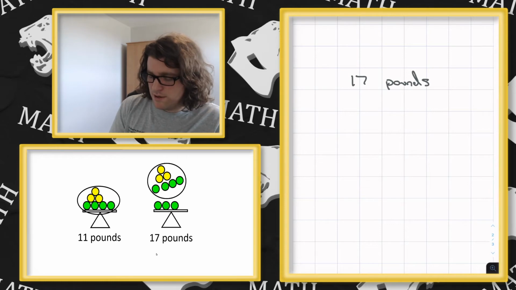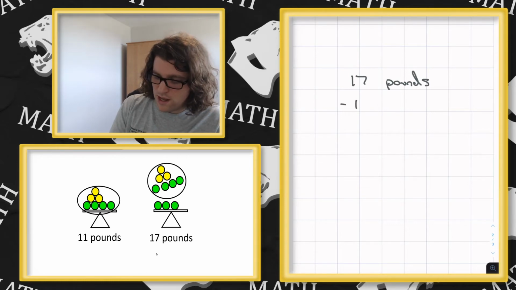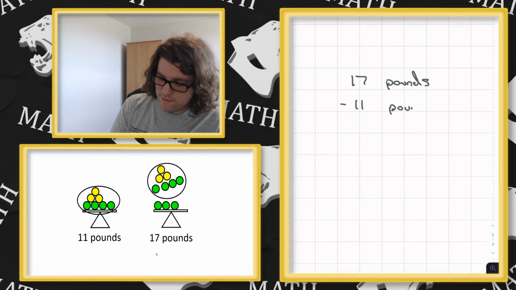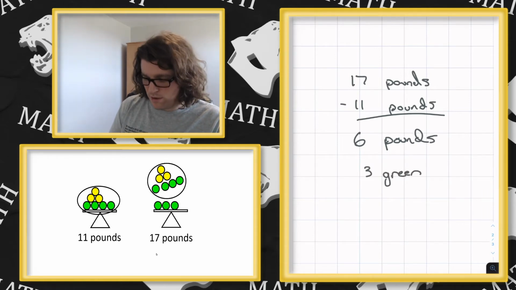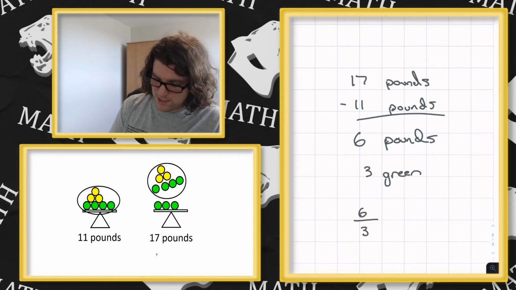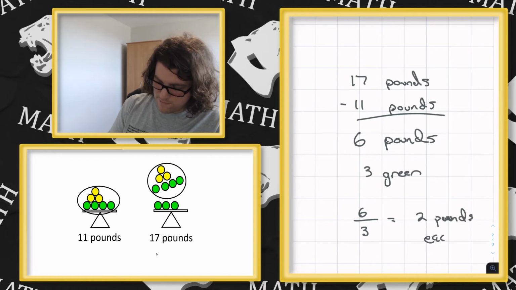So 17 pounds, and I'm going to take away 11 pounds worth of stuff. What's that leave us with? 6 pounds. And what's left are 3 green balls. And each one of them then is going to be 6 divided by 3, which is 2 pounds each for green.